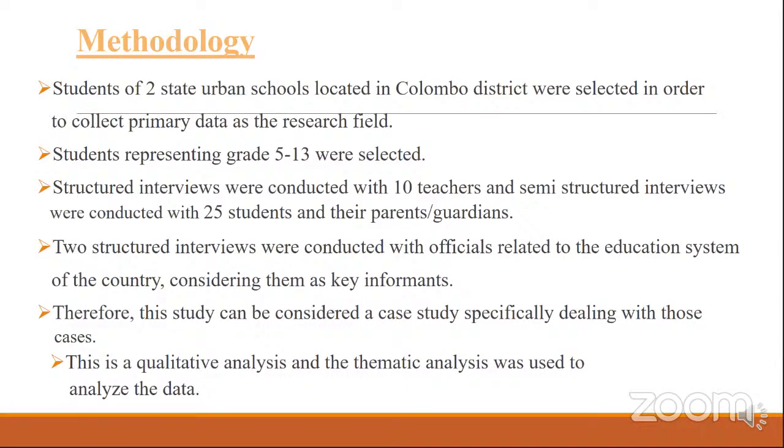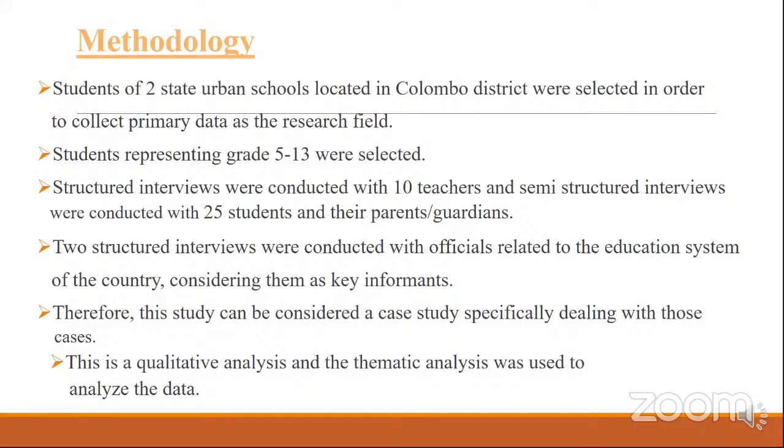Structured interviews were conducted with 10 teachers, and semi-structured interviews were conducted with 25 students and their parents or guardians. 2 structured interviews were conducted with officials related to the education system of the country, considering them as key informants. This is a qualitative analysis, and thematic analysis was used to analyze data. This study can be considered a case study specifically dealing with those cases.